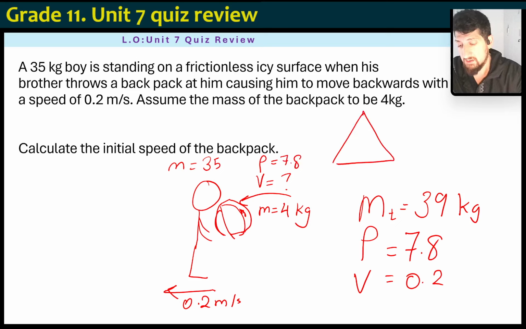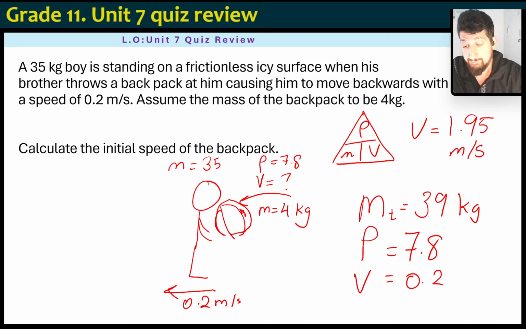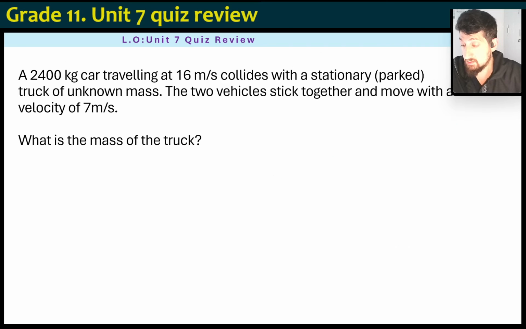So let's just use the formula. Easy. Momentum equals mass times velocity. We have 7.8 divided by 4, which is 1.95. So the velocity equals 1.95 meters per second, which is quite fast. So he threw the bag with a speed of 1.95 meters per second. The boy caught the bag and he moved back with a speed of 0.2 meters per second. Okay, let's move on.